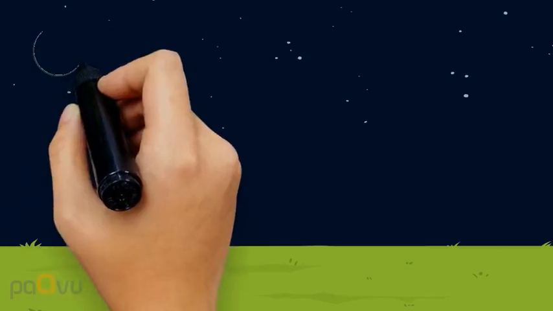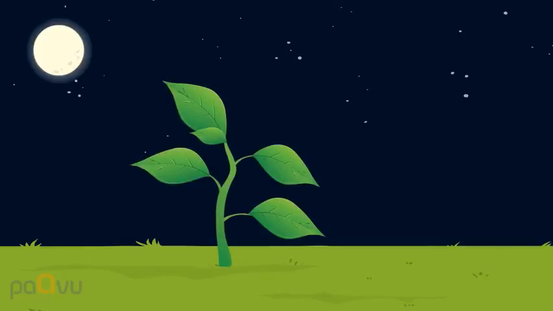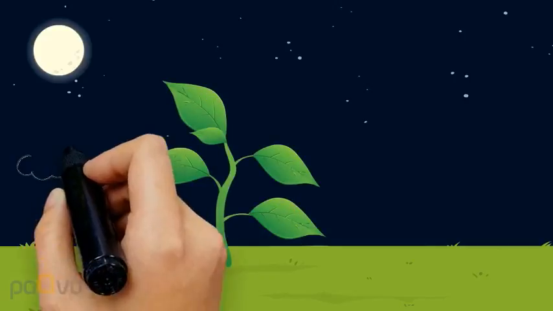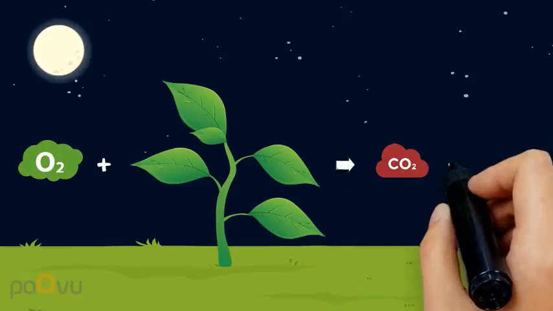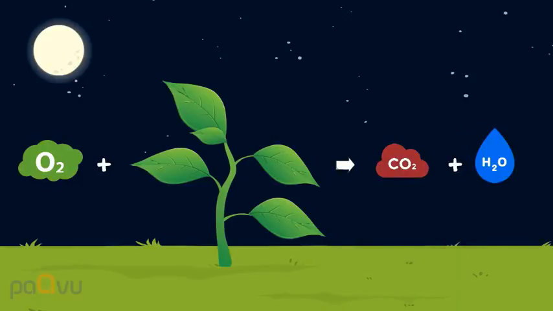If that is so, what happens at night? At night, respiration takes place in plants. Plants absorb oxygen and release carbon dioxide and water vapor at night.